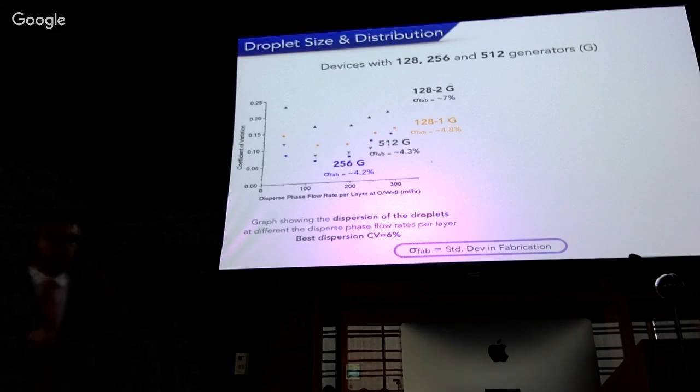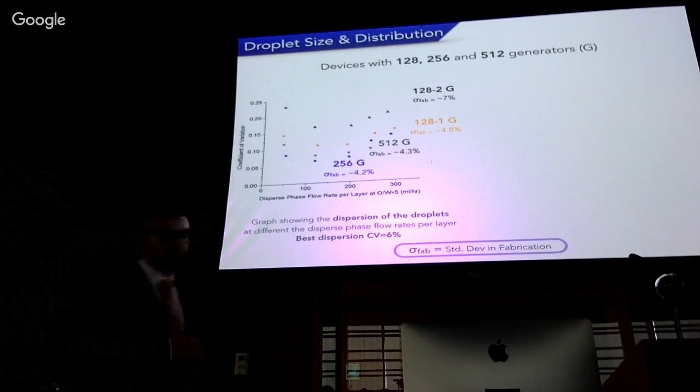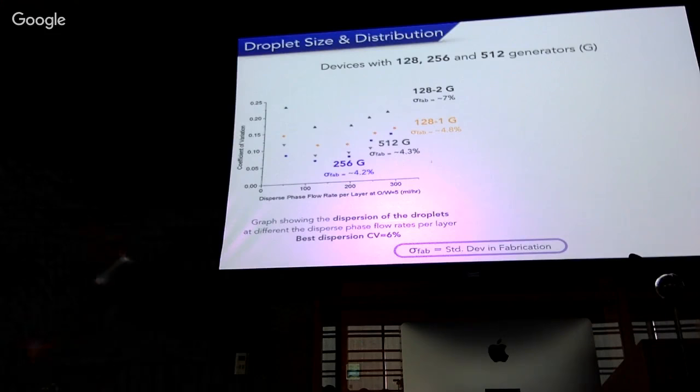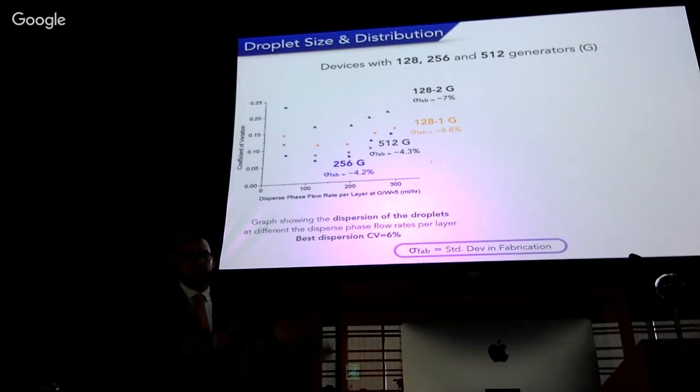And we also notice that the fabrication variation has much more influence. So you can see that the 256 was the device with less fabrication variation and also the one that produced the lowest coefficient of variation. We achieved coefficients of variation for this device of up to 6%, which is a huge improvement compared to the way that pharmaceuticals create their crystals.